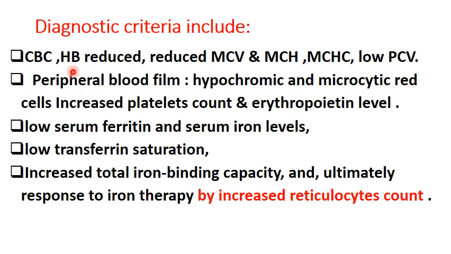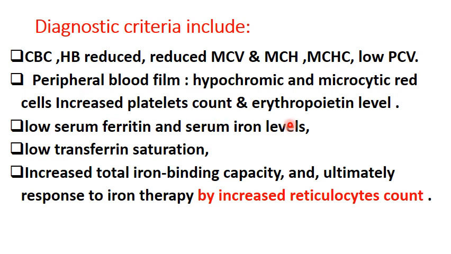Mean corpuscular hemoglobin is also reduced. Mean corpuscular hemoglobin concentration, MCHC, is also reduced. Sometimes the peripheral blood film shows hypochromic microcytic cells with other features discussed in previous slides. There may be an increase in the platelet count, sometimes an increased level of erythropoietin. Also, serum ferritin is low, decreased, reduced.